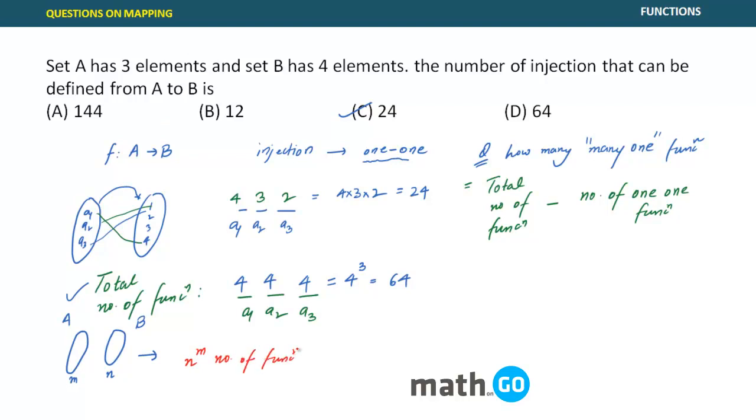Or if you want to remember it another way, if the number of elements in B is b and the number of elements in A is a, then b raised to power a is the number of functions, right? So we have got our answer, 64. Nothing needs to be done, just the answer. So 64 minus 24, so the number of many-one functions would be this? Yes, now you have a definite answer for this. So this will be 40. Got it?